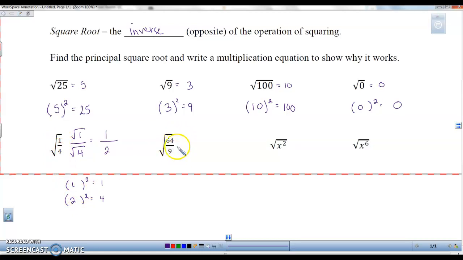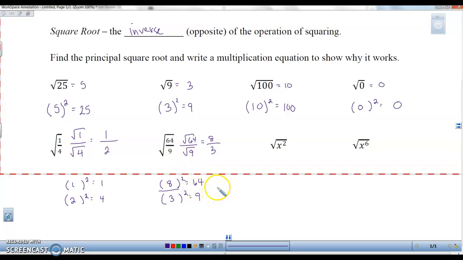Okay, how about the square root of 64 over 9? Well, that's really the square root of 64 over the square root of 9. All right, so what number squared gives you 64? That would be 8. So the numerator is going to be 8. And then what number squared gives you 9? Well, that would be 3. So this is actually going to be 8/3. So 8 times 8 is 64, 3 times 3 is 9. The square root of 64 over 9 is 8/3.